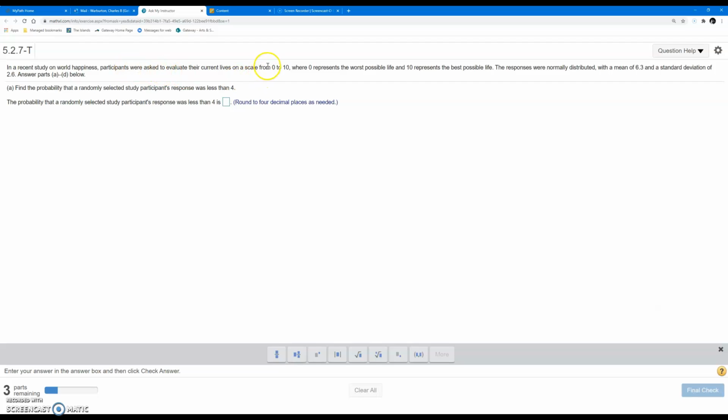So in this case, I'm imagining that they're assuming that we have a continuous random variable, because somebody could say that, I don't know, from a scale from 0 to 10, my life's probably like 7.5. Somebody could answer that. There's nothing keeping anyone from answering like that, right? So we have a continuous variable here.